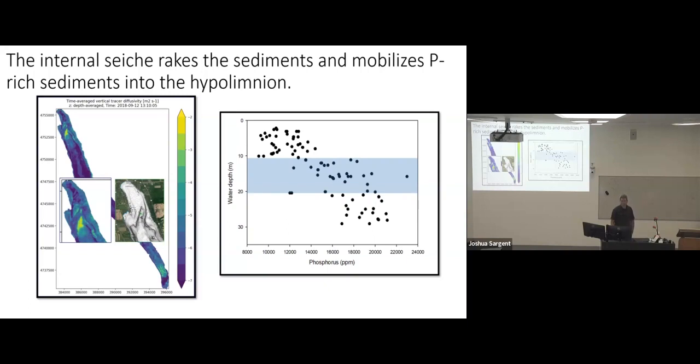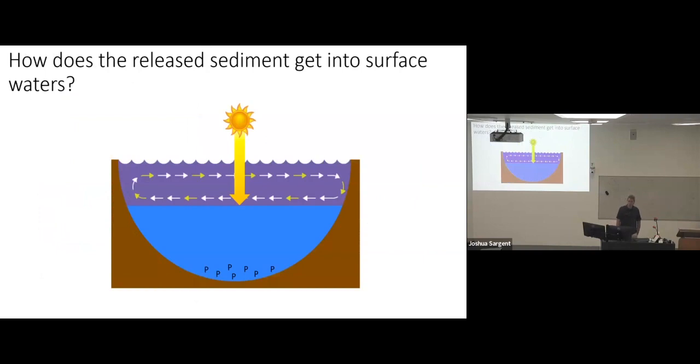So we know now that internal seiche rakes the sediments and mobilizes phosphorus-rich sediments into the hypolimnion. It's probably also mobilizing lots of other things in the sediments too, like inactive cyanobacteria cells. So that's the first sequence. That's the first event that we saw.